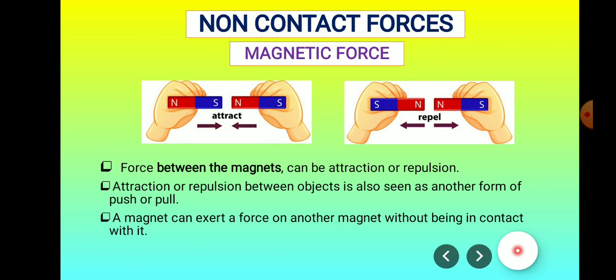Non-contact forces. Magnetic force. The force between magnets can be attraction or repulsion. Attraction or repulsion between objects is also seen as another form of push or pull. Here, unlike poles attract each other, and like poles repel each other. A magnet can exert a force on another magnet without being in contact with it.